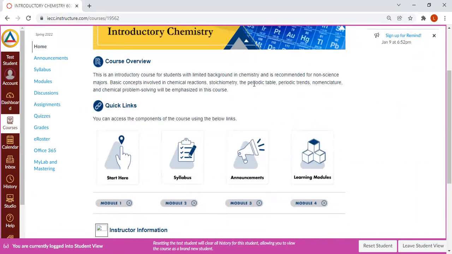This right here is a description of the class and what we're going to learn this semester. These links are here for you to navigate between modules quickly if you would like. I would just spend a little bit of time clicking around and familiarizing yourself.